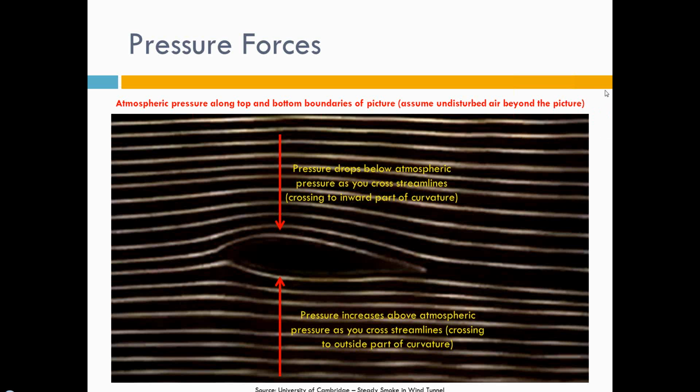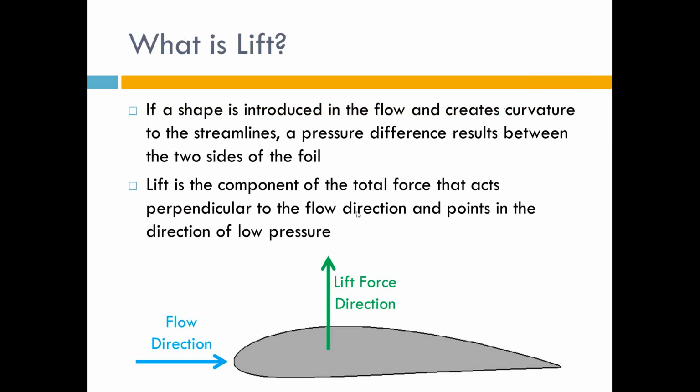So now let's look at lift and drag in their simplified form. So what is lift? We've introduced some shape to the flow that creates curvature to the streamline, so it makes them bend around it. And that bending creates a pressure difference between the two sides of the foil. So one side is going to be high pressure, one side is going to be low pressure. And lift is the component of the force that's generated that acts perpendicular to the flow and points in the direction of the low pressure side.